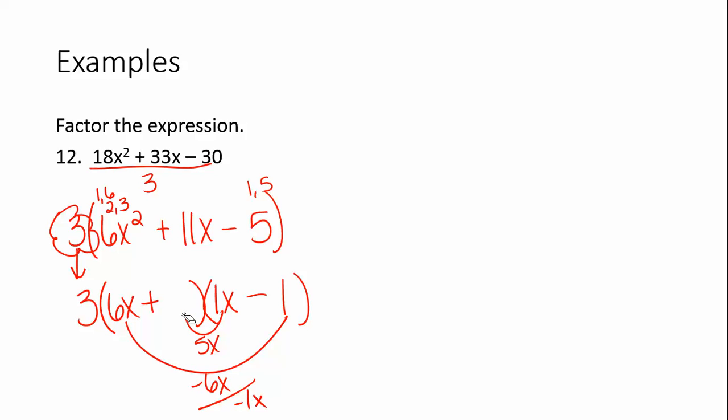That's not what I want. So let's switch to 5 and the 1. That's 1x minus 30. That's not going to work either. So that means that the 6 and the 1 don't work. 1 and 5 is my only option. So let's try 2 and 3. This is 3x minus 10x.